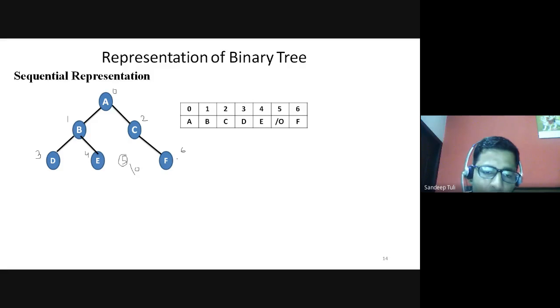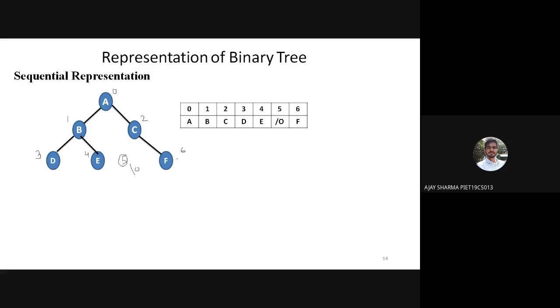Suppose I am going to insert some node at position number 5. At the time of insertion, when we are told to insert a new node as the left child of C at this index, the new node will be allocated, and the index of that node will be 5.